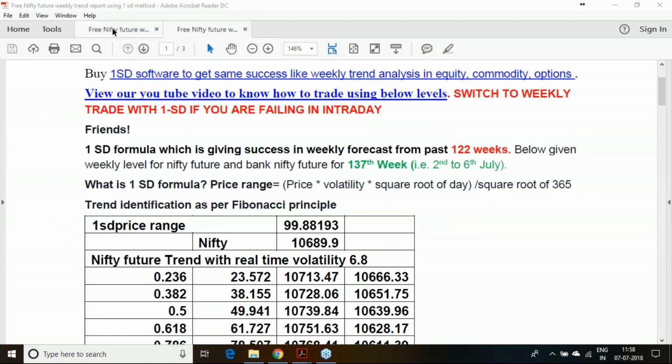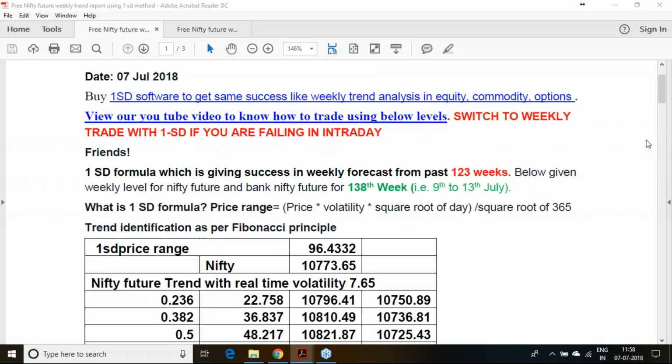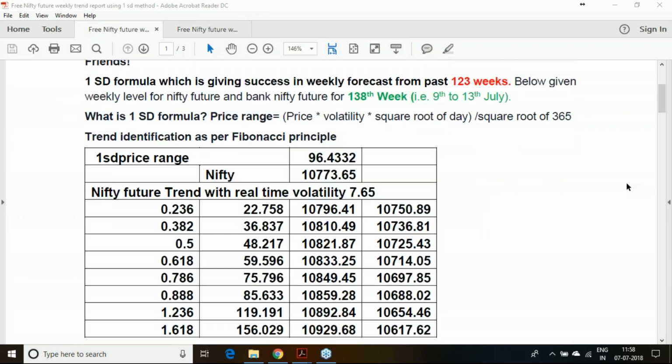So coming to the coming week, the previous week you have experienced, this coming week's trend forecast I am giving. We are releasing on the 7th of July, and this is the calculation: 7.65% real-time volatility. Expected real-time volatility, I can say. Next week, what will the volatility be? Expected real-time volatility, 7.65%. And from there, Nifty future closed at 10,773.65. Put all this data in, you will get 96. Then I am getting these levels.